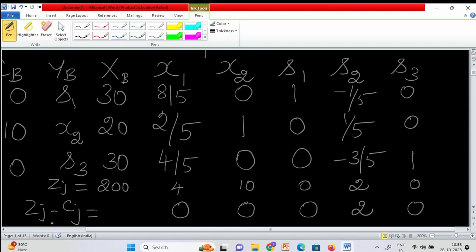When you notice, all Zj minus Cj values are greater than or equal to 0. So we have reached the optimum solution. The optimum solution is x1 equal to 0. Here in the basis we have only x2. The x2 value is 20 and there is no x1. So x1 is 0 and the maximum Zj is 200. So this is the solution.